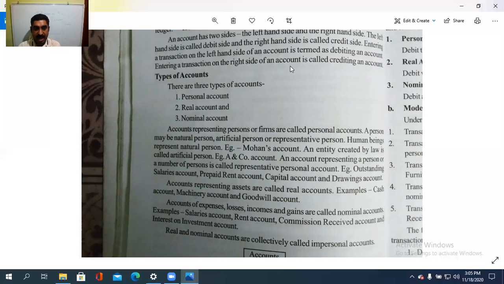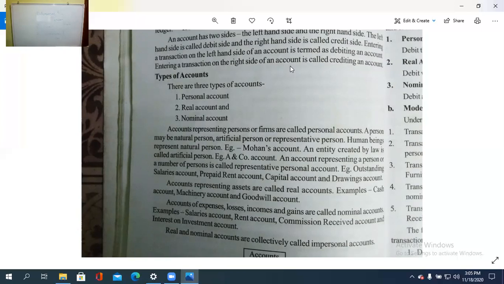For example, salary, rent, commission received, etc. come under which one? Nominal. That is, the accounts of expenses and income are nominal. The account relating to assets is which one? Real. And the account related to persons is which one? Personal account. So those are the three cases: personal account, real account, and nominal account.